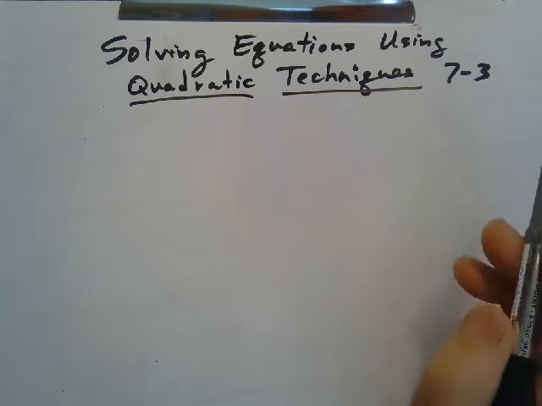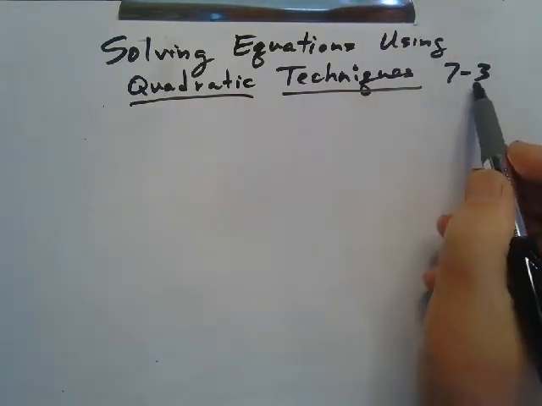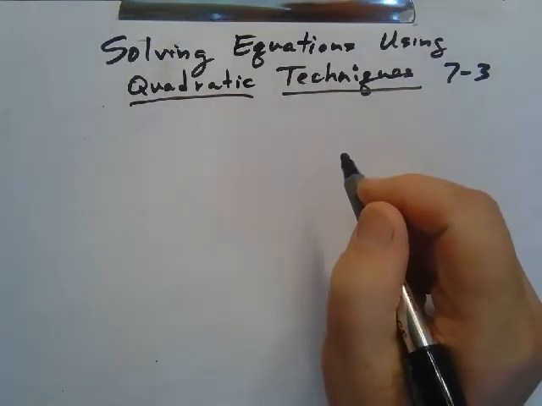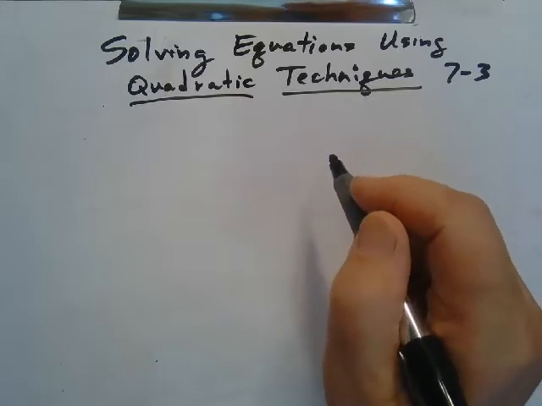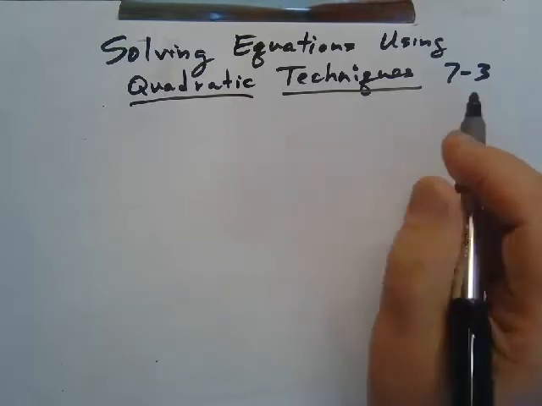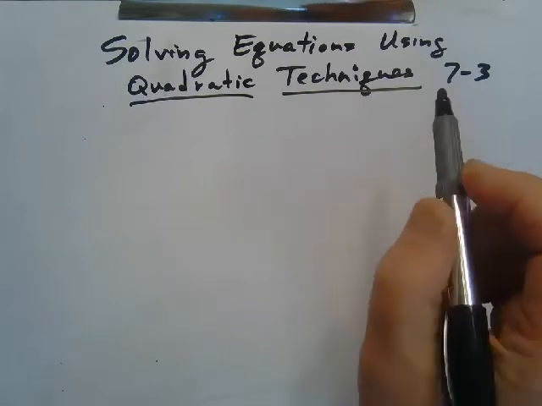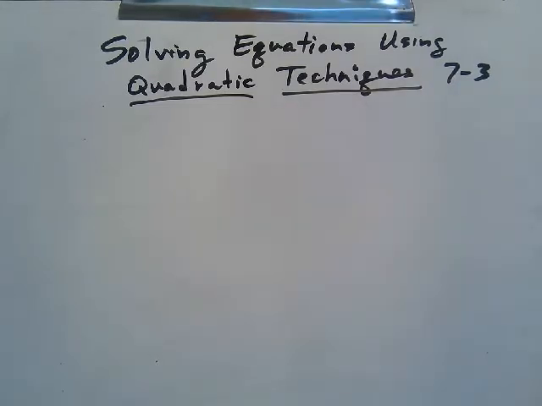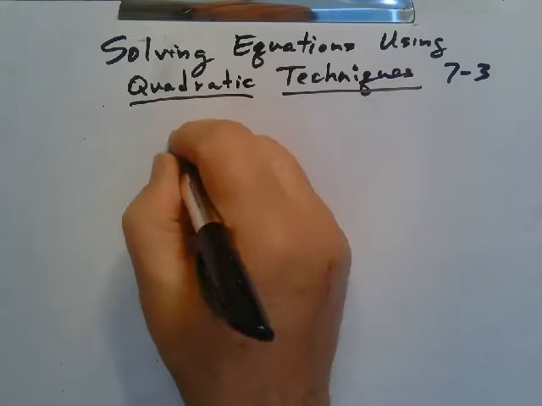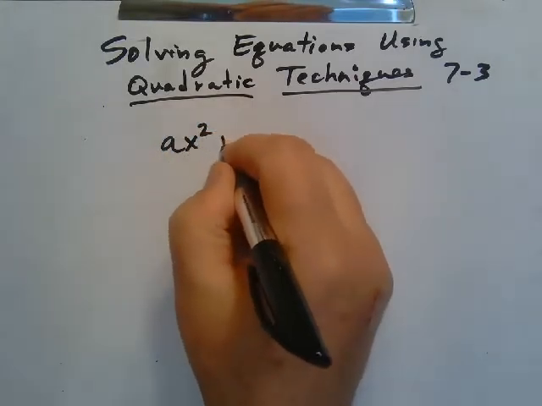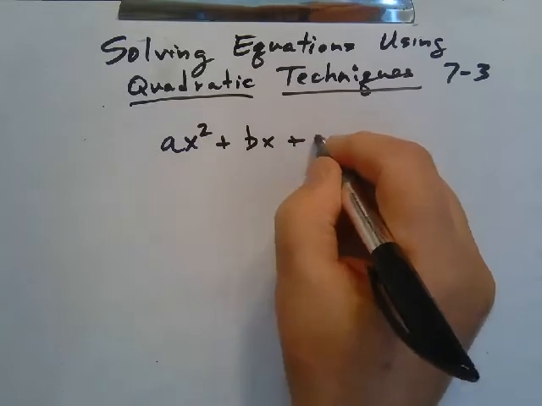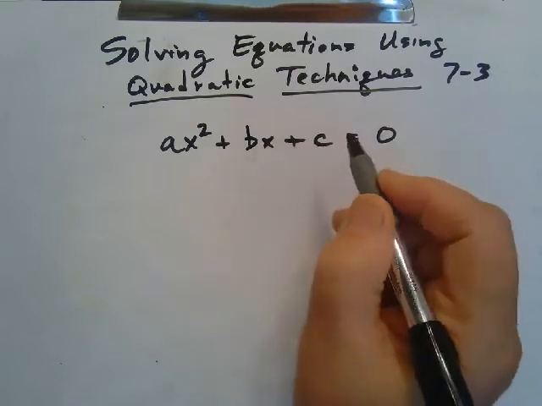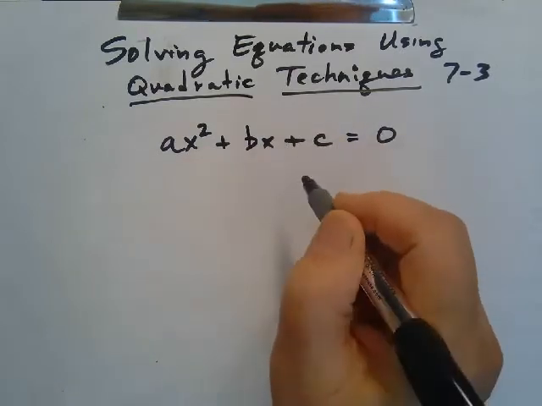We're going to tackle a section from this chapter, 7-3, called Solving Equations Using Quadratic Techniques. What that's referring to, basically, is that some functions can be solved if they have the appearance of a quadratic equation. Now let's review what a quadratic is. A quadratic function or a quadratic equation is of this form. And if we see something in this form, we can solve it using the 4 or 5 techniques that we've looked at in the past.